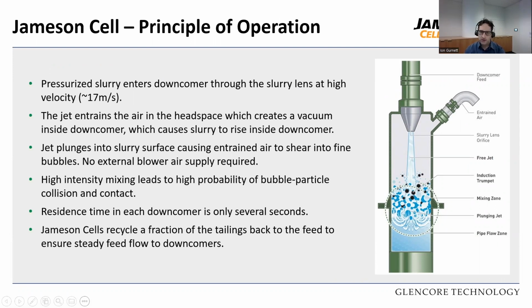When you pump slurry into a distributor, in these downcomers we actually focus that jet of slurry through an orifice. That orifice creates a jet, and that jet will basically be sealed off from atmosphere, and as it goes through the orifice, it starts to create a vacuum, and you find that slurry starts to rise up in that downcomer. The jet will plunge into the surface of that slurry, causing the entrained air to shear into fine bubbles, and so you don't need any blowers supplied. That air is controlled from atmosphere with just a basic butterfly valve.